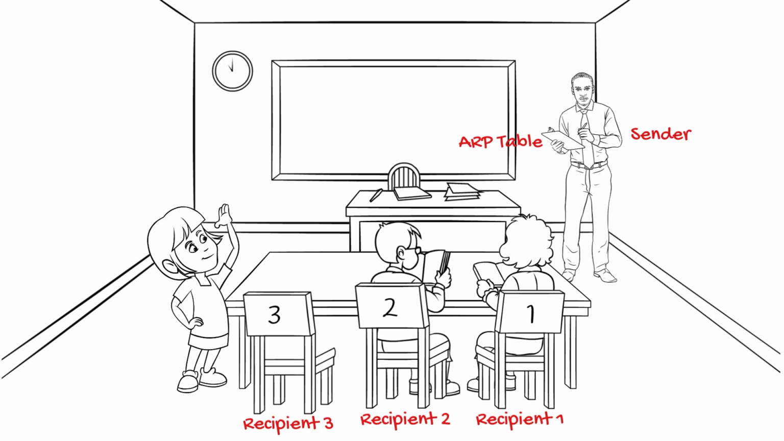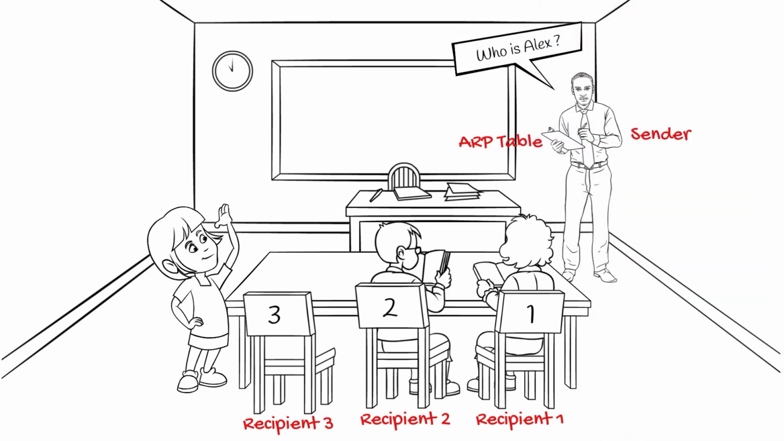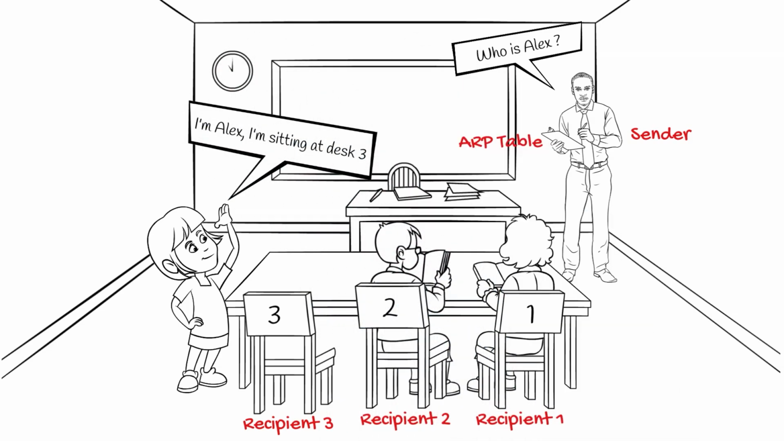The class roster is a list that maps student names to their desk numbers if they have already been identified. The teacher stands at the front of the classroom and asks, "Who is Alex? Raise your hand and tell me your desk number." This question is heard by all students in the classroom. It's a broadcast message meant for everyone. Alex, sitting at desk 3, hears the question and raises his hand, saying, "I am Alex, and I'm sitting at desk 3." The teacher notes in his class roster that Alex sits at desk 3.